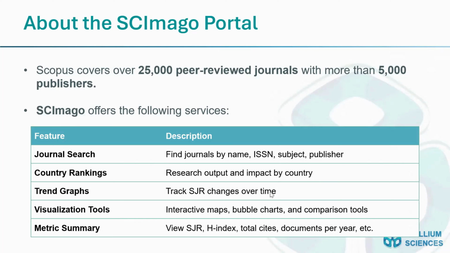The third thing is trend graphs. This website tracks SJR metric changes over time. And one of the good things about this is visualization tools. You can find interactive maps, bubble charts, and comparison tools in SCImago. Another thing is the metric summary. You can see for each journal its SJR, its H index, total cites, documents per year, quartile, and other features.